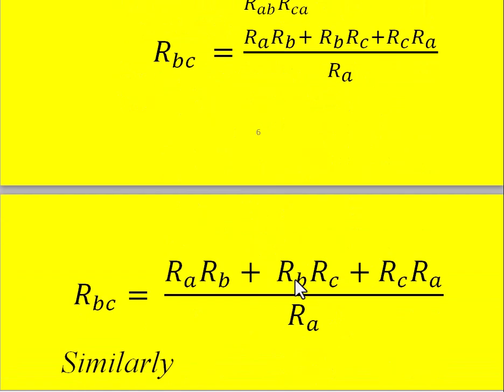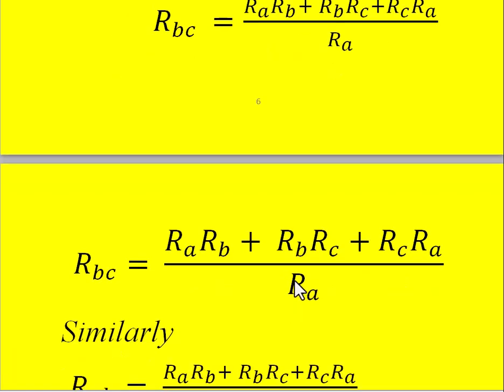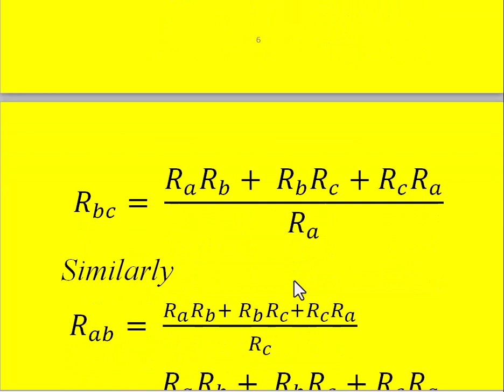Similarly, we can write the equivalent resistance of delta in terms of the known star values, that is RAB. So first in the denominator put R, and whatever letter is missing here, so ABC are the letters. Here AB is present but C is missing, so put that as R suffix, that is RC. The numerator is just RA RB plus RB RC plus RC RA.